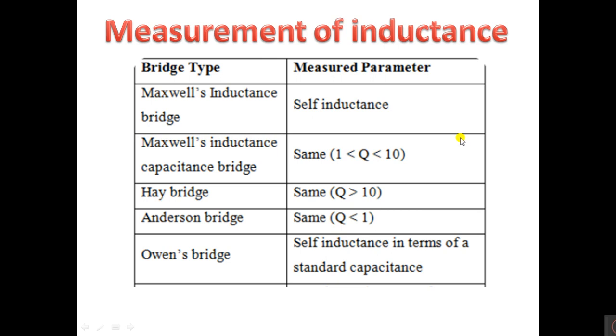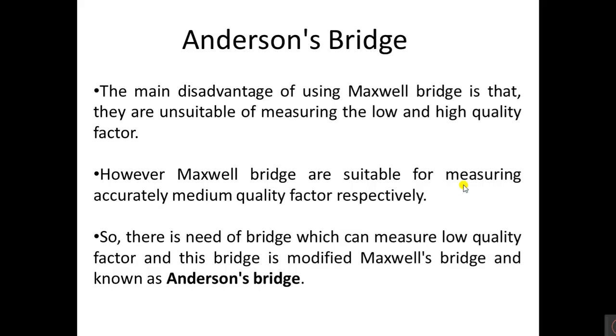In this bridge, the balance is obtained by adjusting the two standard variable resistances and the standard fixed capacitance. So why do we go for this Anderson bridge? The main disadvantage of the Maxwell bridge is that it is unsuitable for measuring low and high quality factor, that is Q factor. The Anderson bridge is particularly useful for measuring low Q coil inductance. That is the purpose for which we use this Anderson bridge.